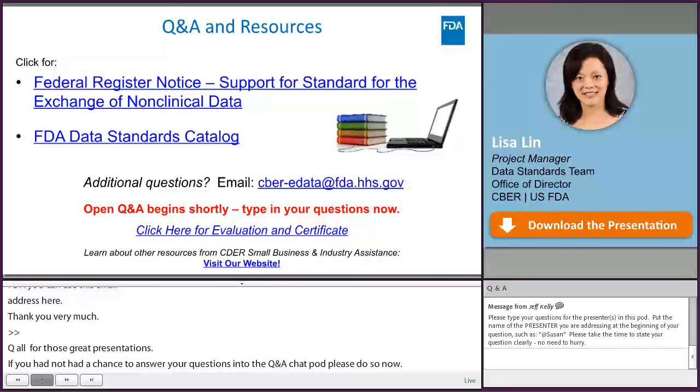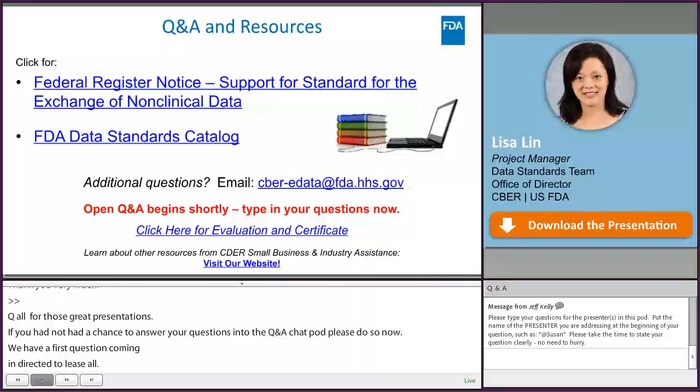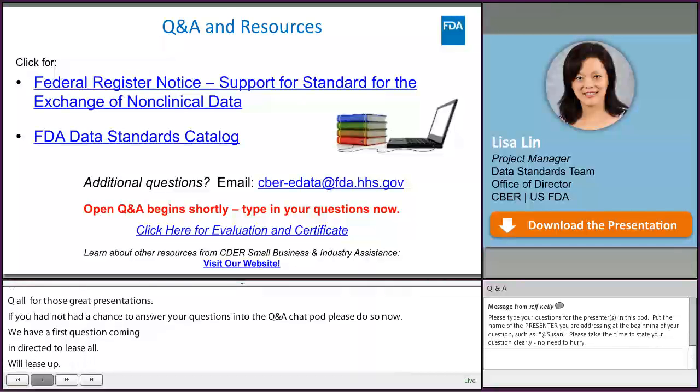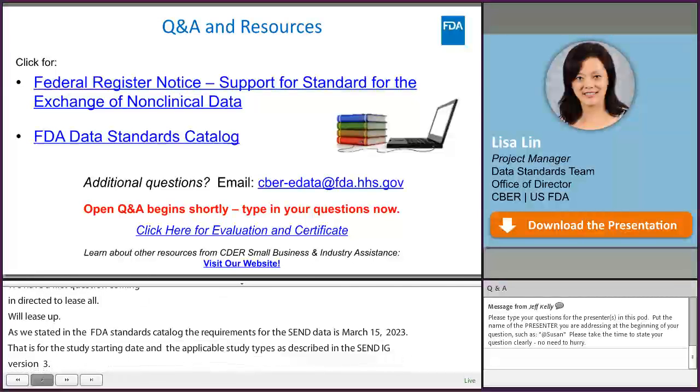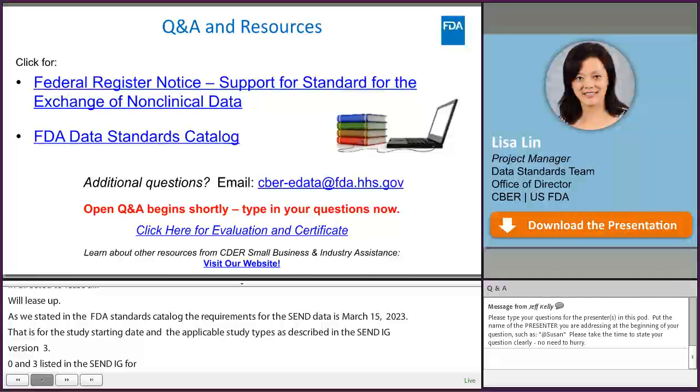When are you required to submit SEND data? So as we stated in the Federal FDA Data Standards Catalog, the requirement for SEND data is March 15, 2023. That's for the study starting date, and the applicable study types as described in SEND IG version 3.0 and SEND IG version 3.1. And those are listed in the SEND IG for single dose toxicity, repeat dose toxicity, and carcinogenicity data, and also for the cardiovascular and respiratory for the safety pharmacology studies.